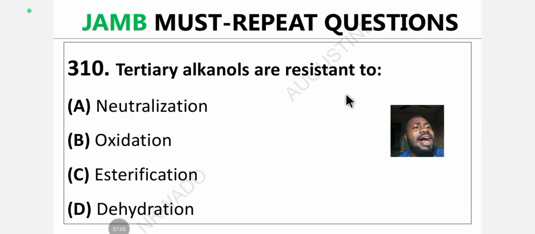Question 310. Tertiary alcohol are resistant to what? A. Neutralization. B. Oxidation. C. Esterification. D. Dehydration. What's the answer? Drop the answer in the comment section.